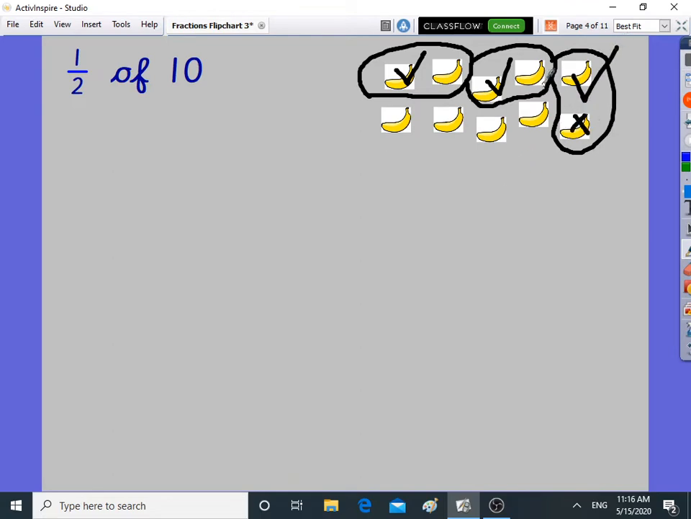Not the other one. I'll cross those out. Not the other one. Every time I see 2 bananas, I get 1 of them. And every time I see 2 bananas, I get 1 of them. So I'm going to count how many bananas I ticked. 1, 2, 3, 4, 5. Half of 10 is 5.